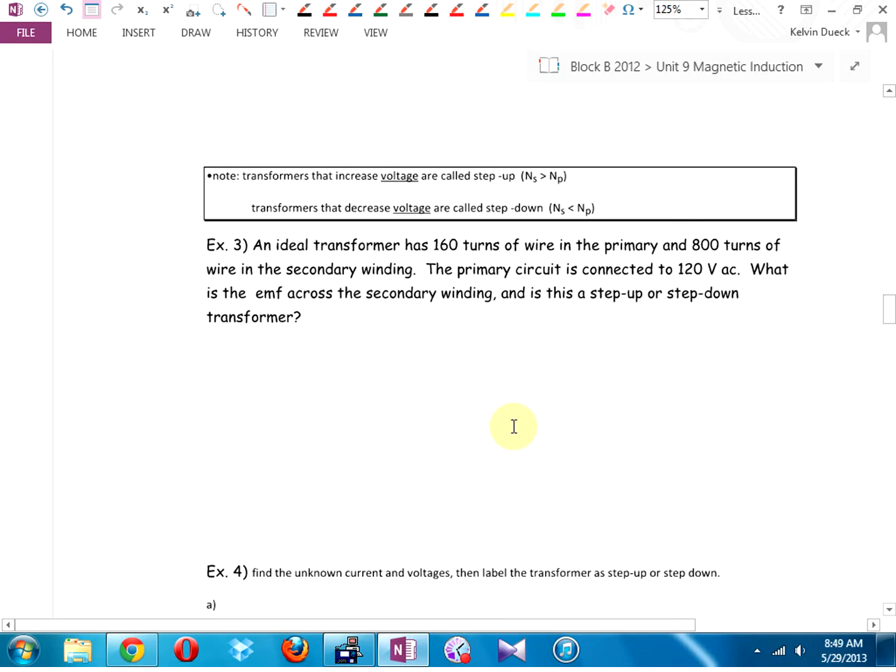Note, I wrote here, transformers that increase voltage are called step up. Transformers that decrease voltage are called step down. You'll need to know that terminology because I'll use it in questions and you'll have to clue in: if it's a step up and he's given me two voltages, the first voltage must be the primary, the smaller one, and the second, bigger voltage must be the secondary. He didn't necessarily tell me which one they went with, but step up means I'm getting a bigger voltage. Okay.